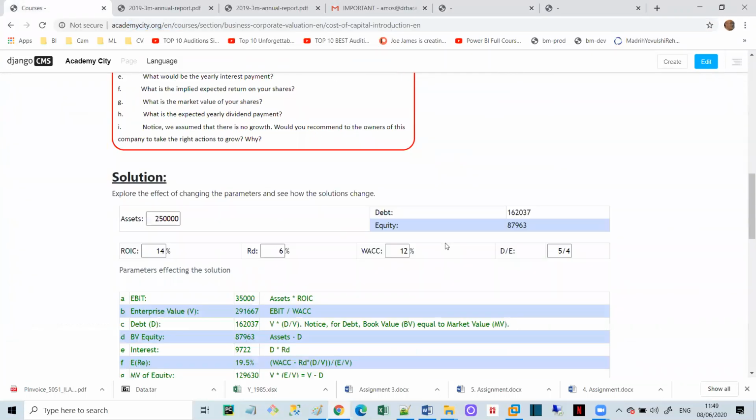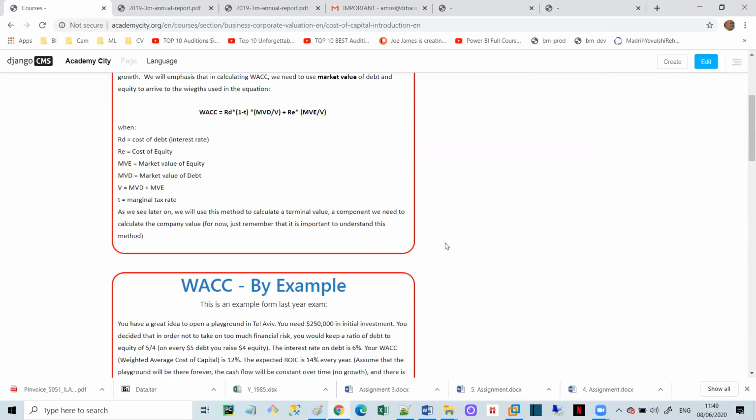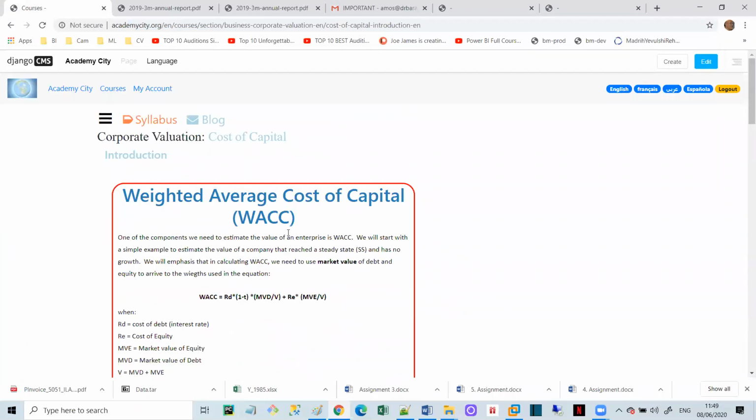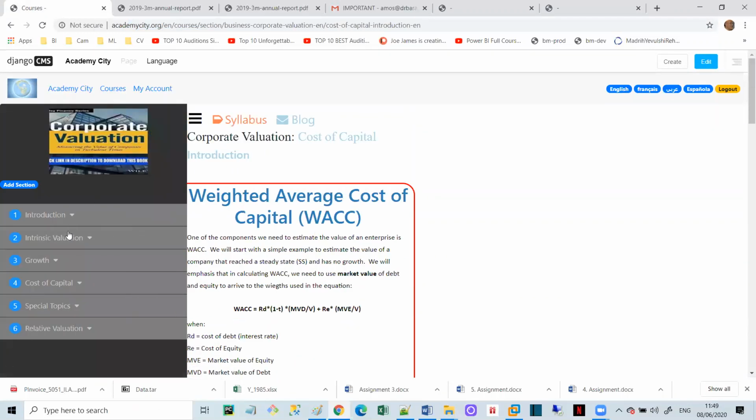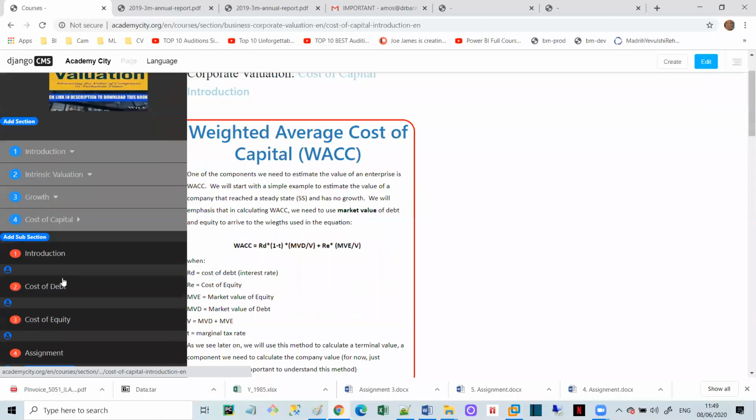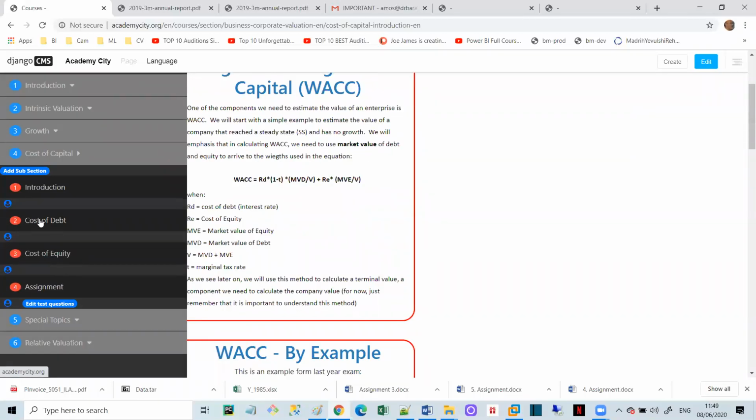This one we did last time, and today we're going to really see how we calculate the WACC. So there are two components in the WACC which are very important. One is cost of debt, and one is cost of equity. We start with the cost of debt.